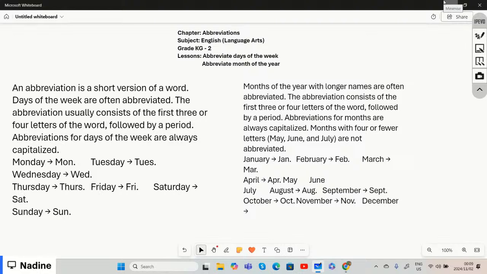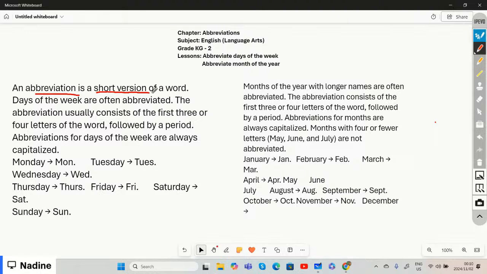All right. So now, like we said, it is a shortened version. We're now going to look at how we can shorten the 7 days of the week and the 12 months in the year, because an abbreviation is a shortened version of a word, and we are specifically focusing on days of the week and months of the year.